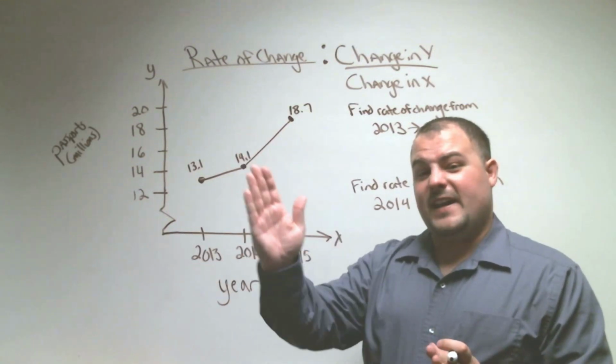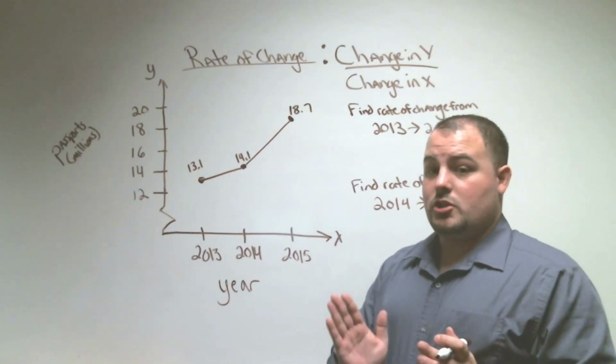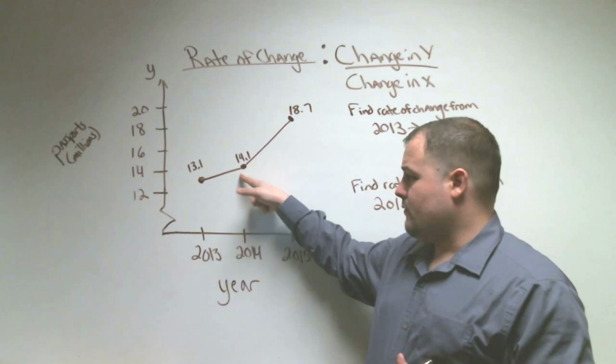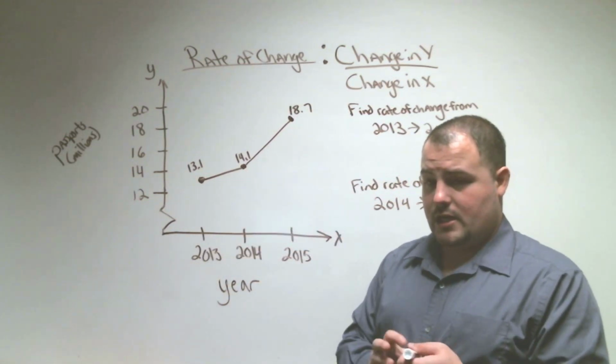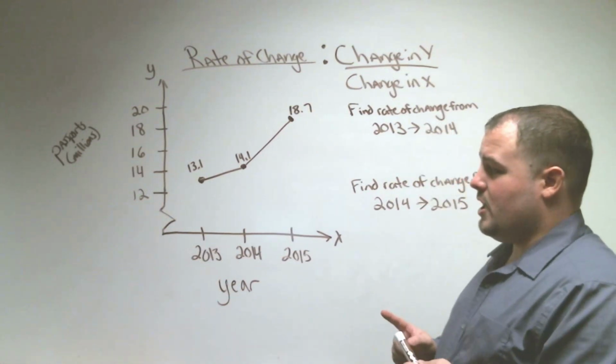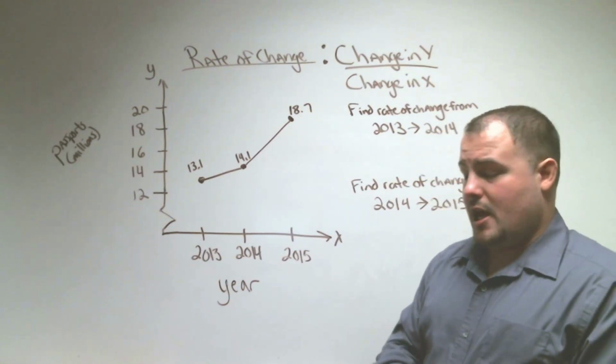It's going to go up at a faster rate. If you have a big rate of change, you're going to go up fast. If you have a small rate of change, like right here, you're going to go up slow. So we're going to have to find these two rates of change. Well, rate of change is the change in y over the change in x.